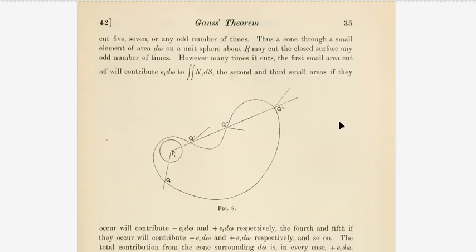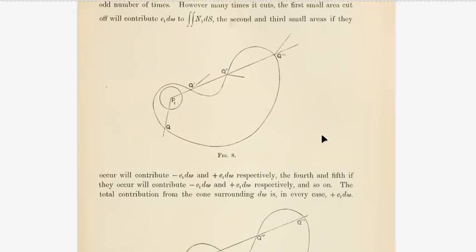Thus a cone through a small element of area d omega on a unit sphere about P1 may cut the closed surface any odd number of times. However many times it cuts, the first small area cut off will contribute E1 d omega to the surface integral of N1 dS. The second and third small areas, if they occur, will contribute minus E1 d omega and plus E1 d omega respectively. The fourth and fifth, if they occur, will contribute minus E1 d omega and plus E1 d omega respectively, and so on.